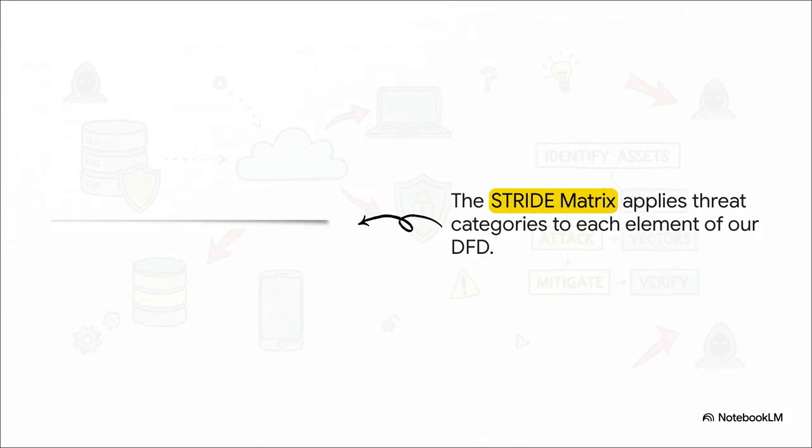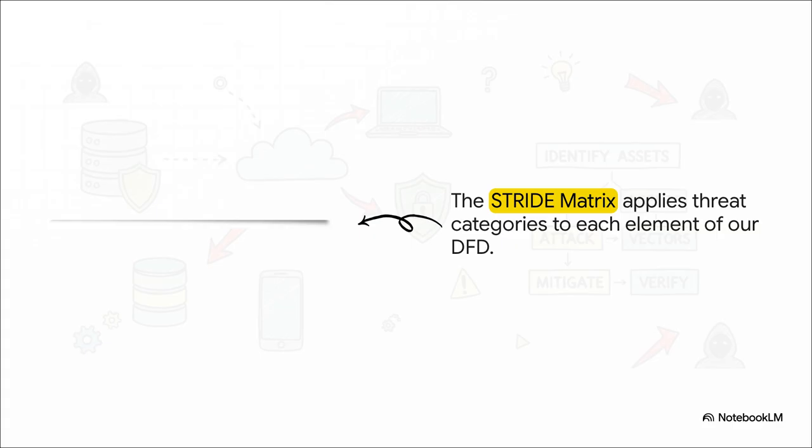So now we take our STRIDE framework and we apply it directly to our map, our DFD. This matrix you see here is basically our battle plan. It shows us exactly where the enemy is most likely to attack. On the left, you see our components, the firewall, the app server, etc. And across the top, you see the STRIDE threats.